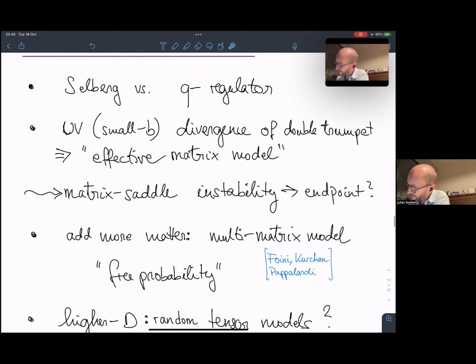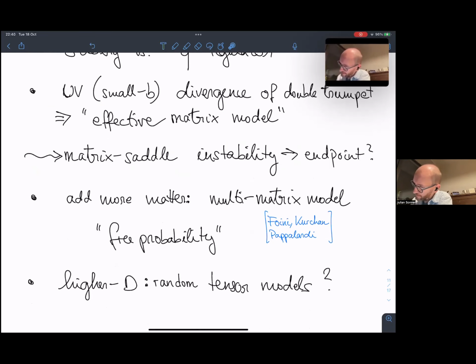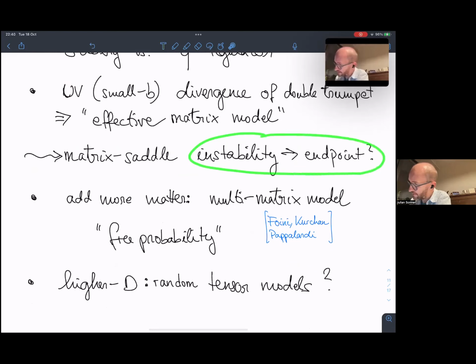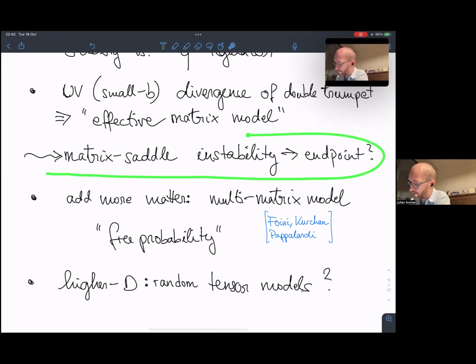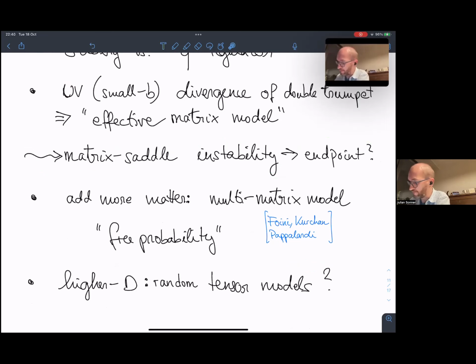But there is intriguingly the possibility that one could try and follow this instability in the matrix model and see where it goes, and expand the matrix model around the new saddle point, around the new minimum, and see whether that allows us then to use that matrix model to cure that UV problem of the gravitational theory.